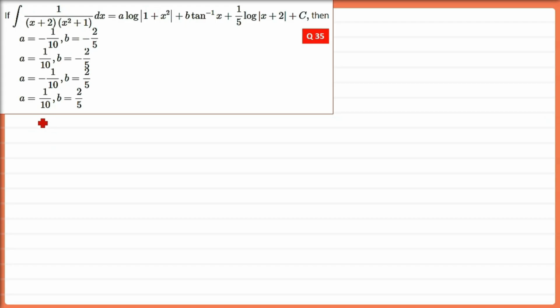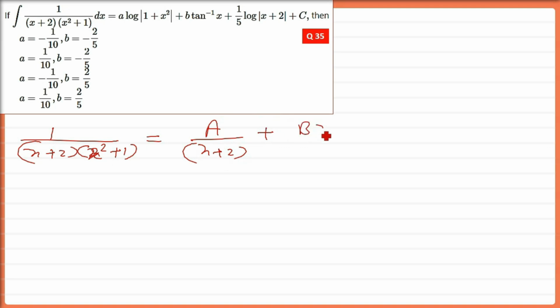since this question needs it, we apply partial fractions. So we have 1 by (x plus 2), and the denominator is x square plus 1. So this will be A divided by x plus 2, and x square plus 1 is also there, so (Bx plus C) divided by x square plus 1.